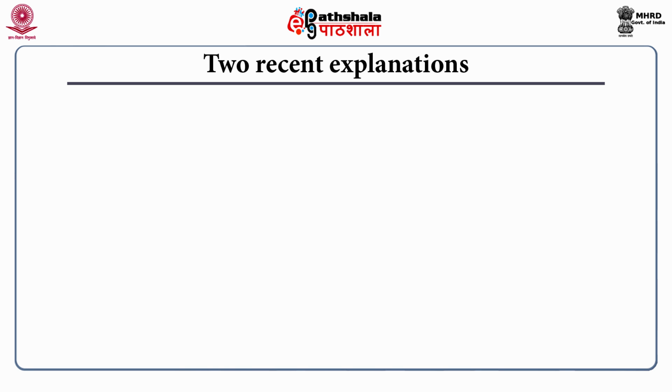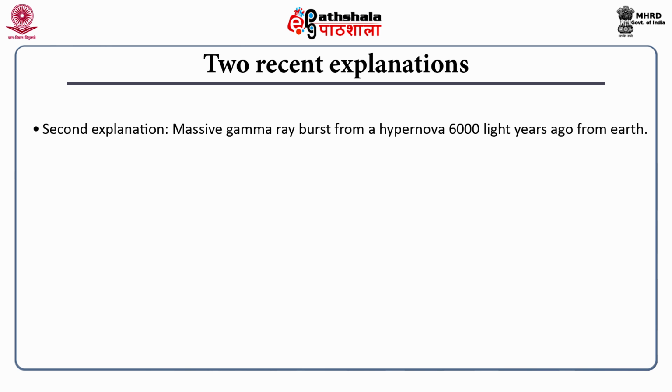So, what explains the Ordovician-Silurian extinction event? There are two explanations. The first explanation I told you, the glaciation. The second one is a massive gamma ray burst from a hypernova 6,000 light years from the earth. Even 6,000 light years is such an immense distance. Light year, as you know, is a measure of distance. How far does light travel in 1 year? The distance that light travels in 1 year is 1 light year.